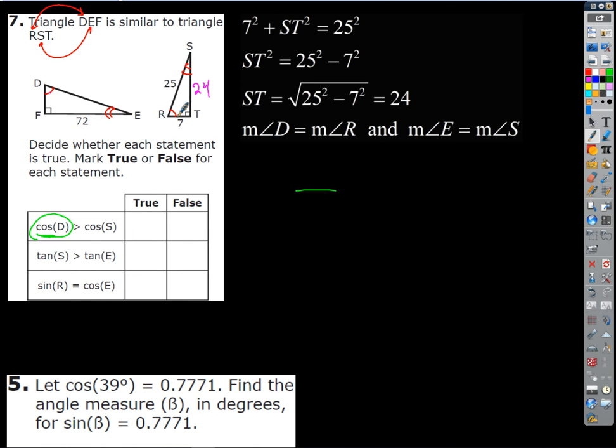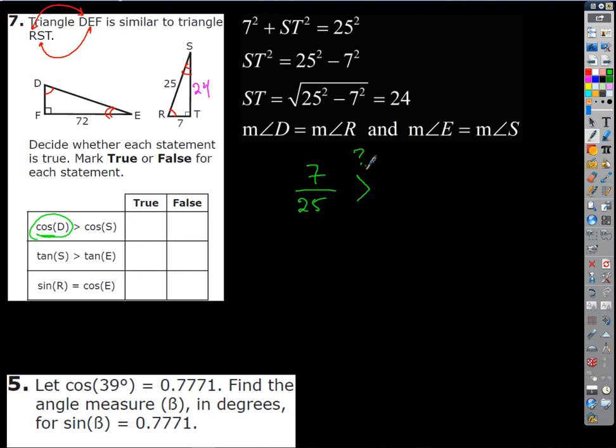Right? So when I want to calculate the cosine of angle D, it's the same thing as saying the cosine of angle R. Right? Well, what is the cosine of angle R? So here's angle R. Cosine is what over what? No. Adjacent. It's CAH, right? So it's adjacent, so 7 divided by hypotenuse, which is 25.